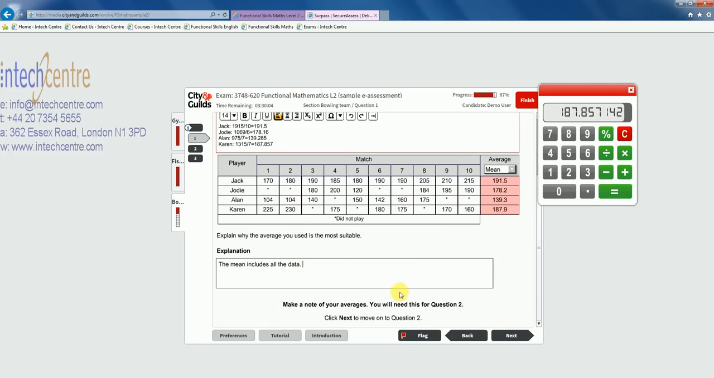The median here could have been suitable as well, as there are some extreme values. There's a high range here, as you can see with Alan. One of his scores was 104, and one of his scores was 175. So if I wanted to take the average using the median, then these would be excluded from the data, because I'm trying to find out the middle value.